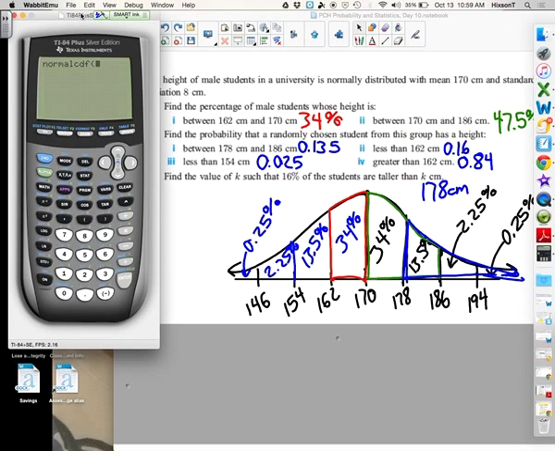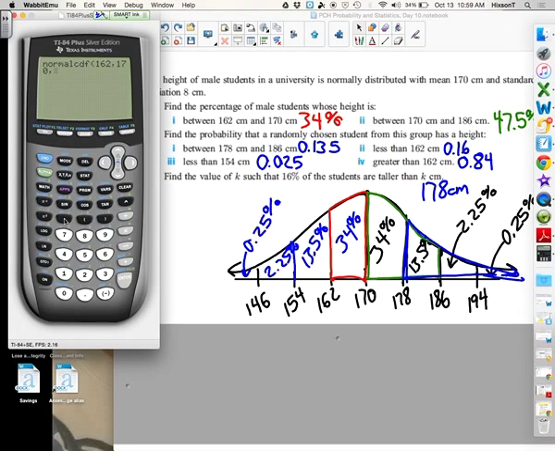So we're going to type in our range first of all. We put the lower end in first, 162, and then a comma. It's right above the 7 key. Those of you with an Nspire, I'll get to you in just a sec, but this part is actually going to be the same. Then I put in the upper bound, 170, and then another comma.